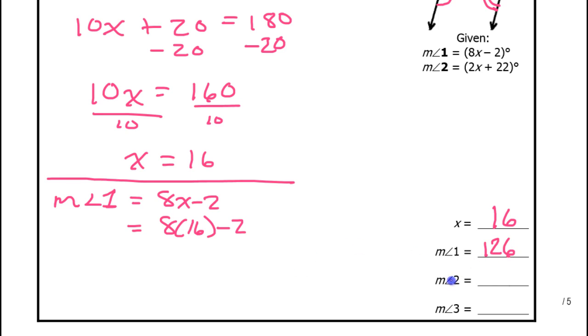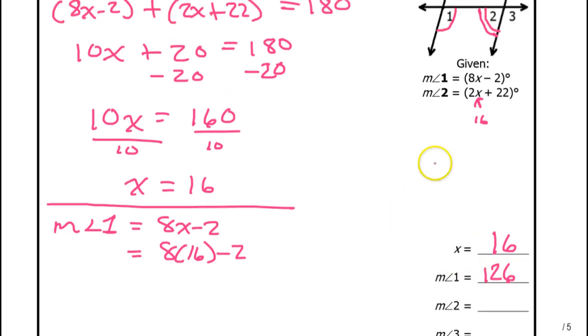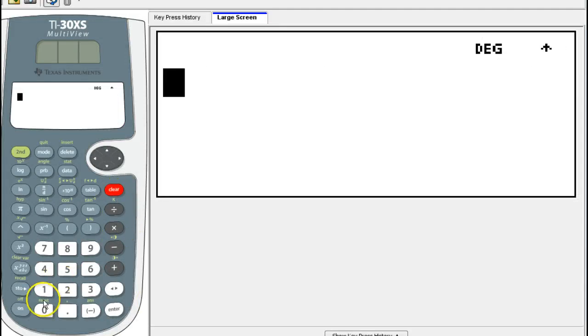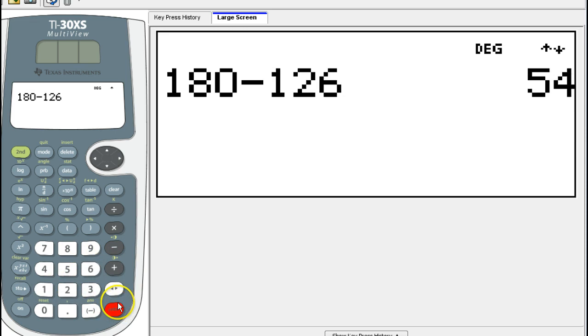Okay, now if I want to find the measure of angle 2, I could substitute 16 in right here, or I could subtract from 180 because I already know that these are supplementary. They have to add up to 180. So the measure of angle 2 should equal 180 minus 126. So that's 54.